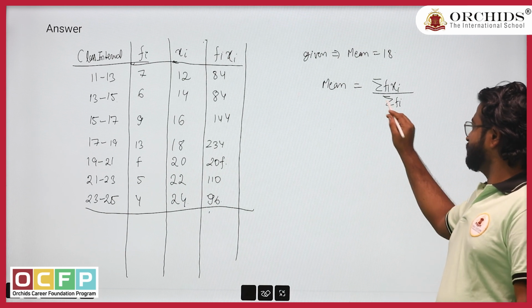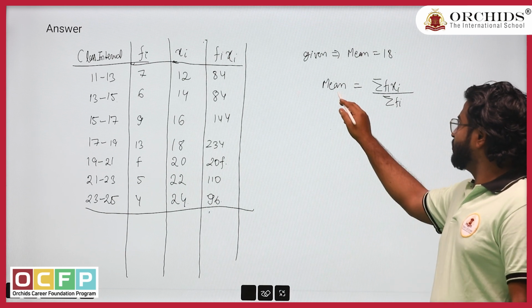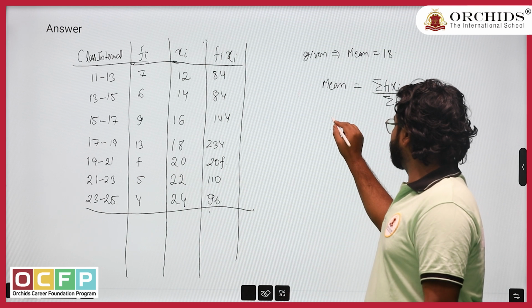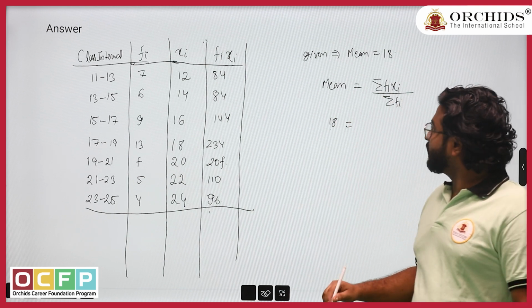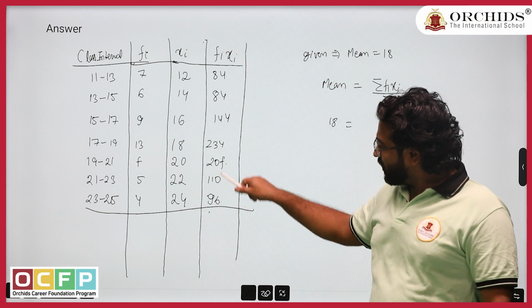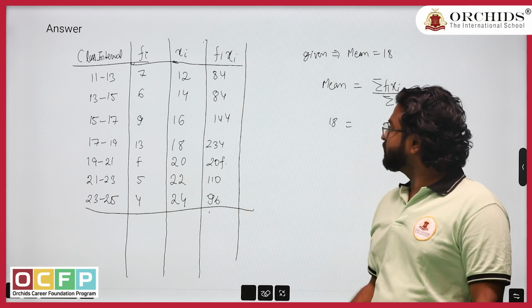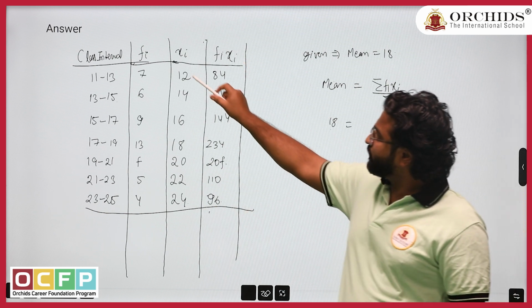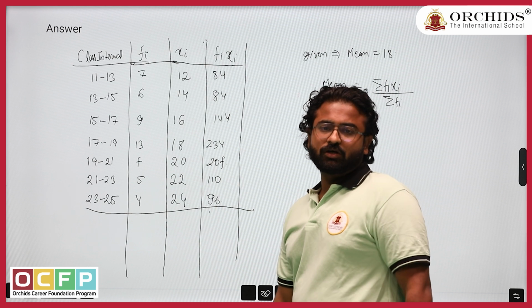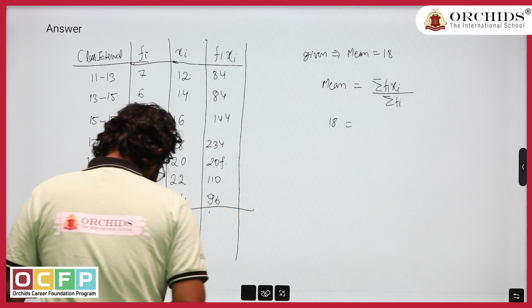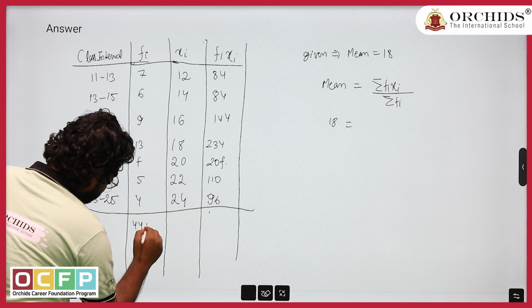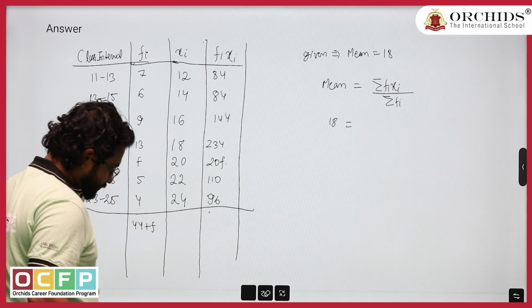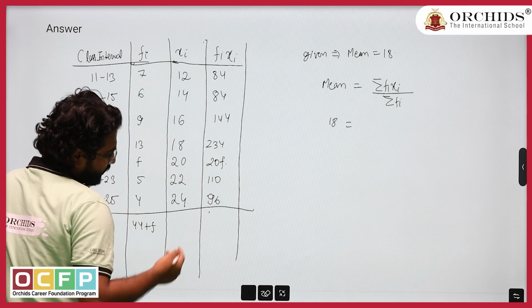Fine. Now what will we do? Mean is given to me as 18. What do I need? I need sigma Fi xi. How will we get sigma Fi xi? I have to add all this data. How will you get sigma Fi? I have to add all this data. Let's try to add this. If you add, I am getting 44 plus f.